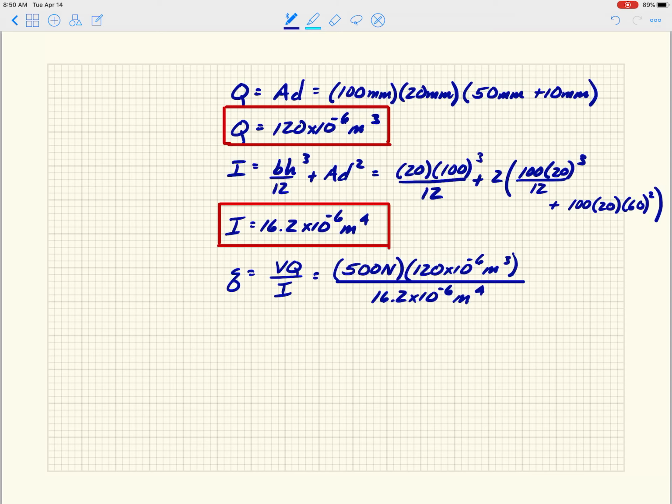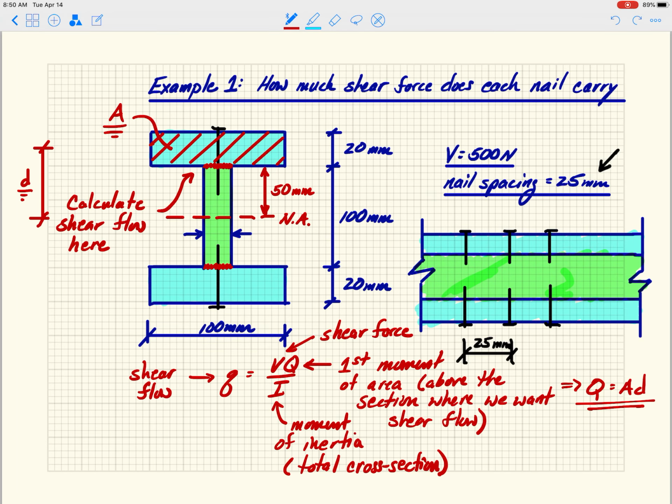And when you work this out, you will get that q equals 3,704 newtons per meter. So I am going to box that guy as well. So that is my shear flow. So every meter of length, I need to make sure that the nails transfer collectively 3,704. And this is important. It's not both nails, so it's not this nail plus that nail.